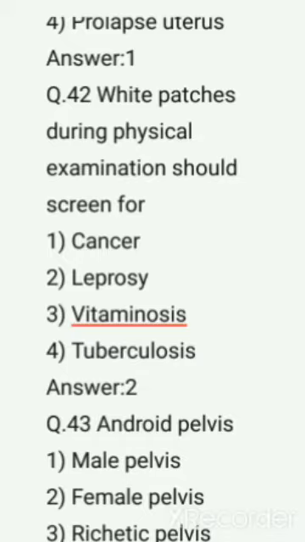We are discussing M.Sc. Nursing Entrance 2014 question paper. Next question. White patches during physical examination should screen for options: cancer, leprosy, vitaminosis, tuberculosis. Correct answer, option 2, leprosy.